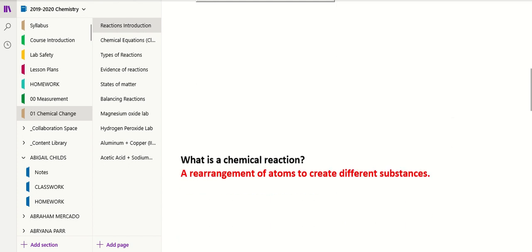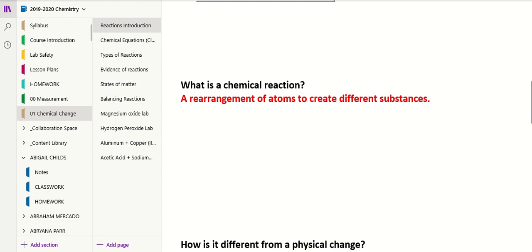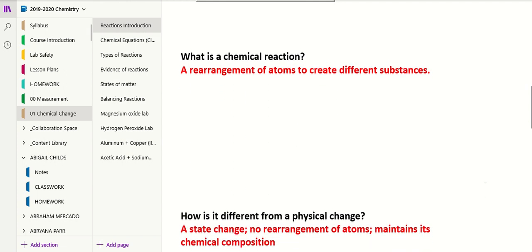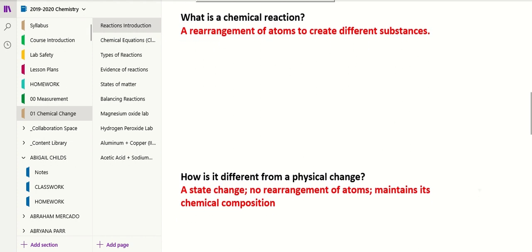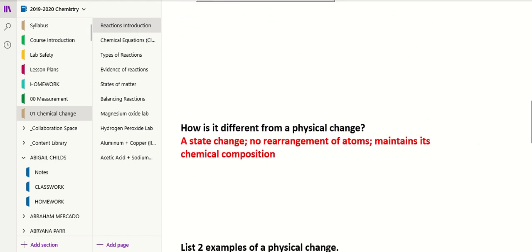What do you guys have for a physical change? Good one. So, for a physical change, we are looking at a state change. There are no rearrangement of atoms. The substance maintains its chemical composition. State changes. You guys should all be familiar with state changes. Speaking of state changes, can you list 2 examples at least of physical changes?